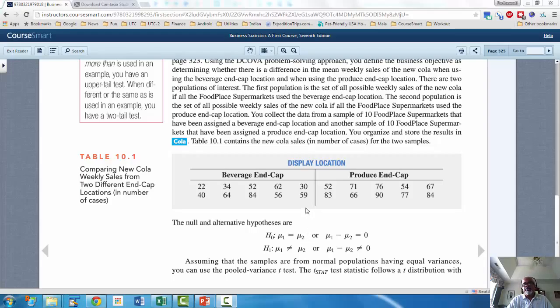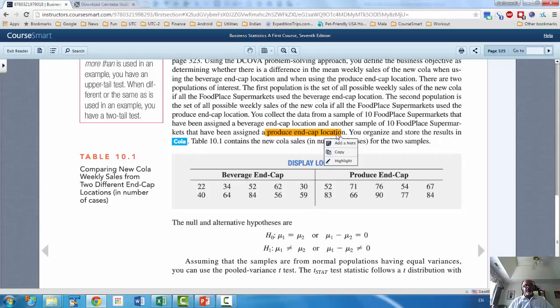This is weekly sales of a new cola that a company is introducing, and we want to test whether the weekly sales is different depending upon the placement of this new product. So we are looking at two possible locations. The first population is where we're going to place the new product using what is called the beverage end cap location, and the second population is the produce end cap location. So there are two possible locations.